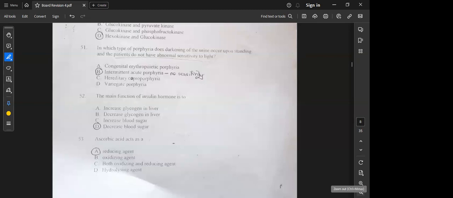Do we have someone who wants to give a summary on the porphyrias? Anyone who's willing to give a summary on the different types?